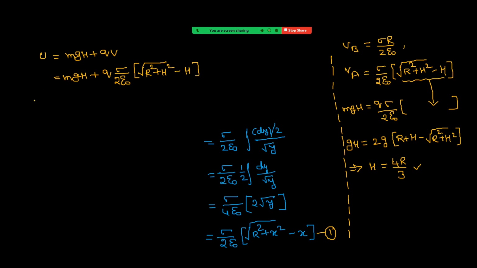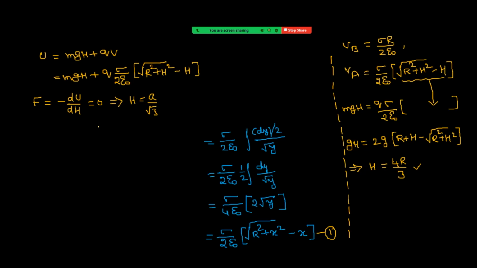But now let us differentiate this with respect to h to find where the potential energy is minimum. Make it equal to zero, then see how much we get. So this comes out to be h equal to a by root 3. Okay, a by root 3.